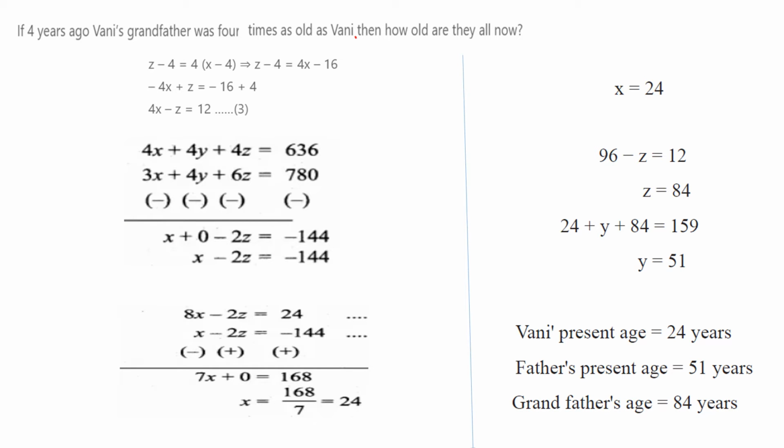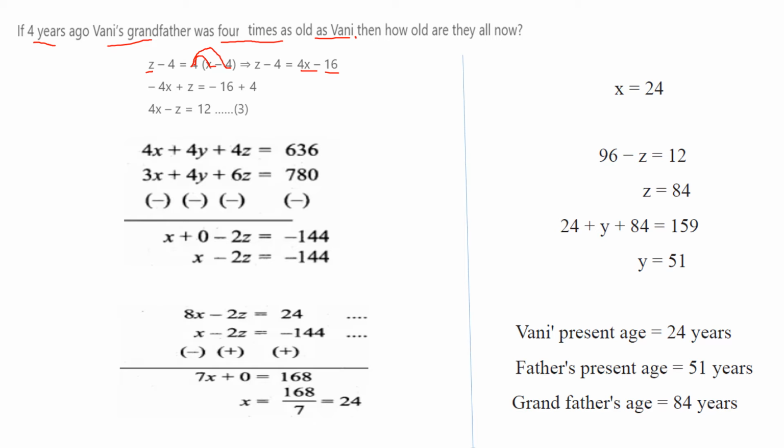Our third condition is, if 4 years ago Vani's grandfather was 4 times as old as Vani. Vani's grandfather, that is Z. 4 years ago means minus 4. Z minus 4 equal to 4 times Vani's age 4 years ago. That is X minus 4. 4 into X minus 4. Multiply 4 into X, 4X minus 4 into 4, 16. 4X minus 16.